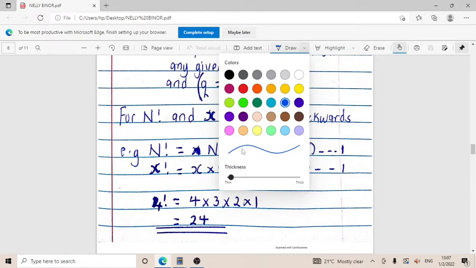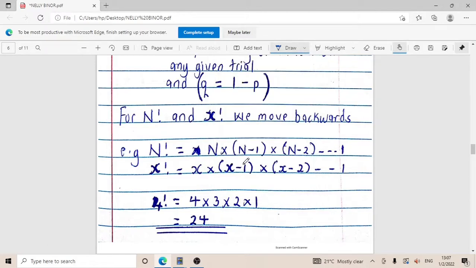Okay, it should have been a 2. This should have been a 2, and this should have been a 1. So this should have been a 1, and this should have been a 2 there, and this should have been a 1. Remember, I'm moving backwards, so from 2 up to 1.